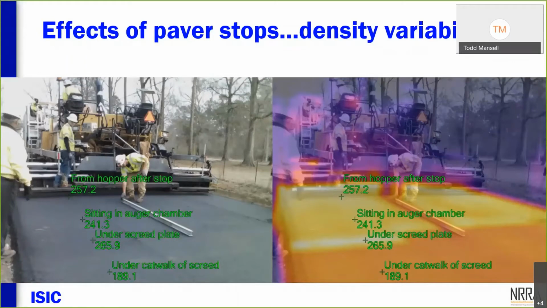But again, this is just showing stuff that we can pick up on the thermal imaging, but also have technology on there, that screed lock, screed hold, but that's still not going to get rid of this type of thing that we're seeing. If it's a long stop, paver takes off again, got temperature differentials, those are going to translate into potentially low density areas and almost definitely still some smoothness problems.